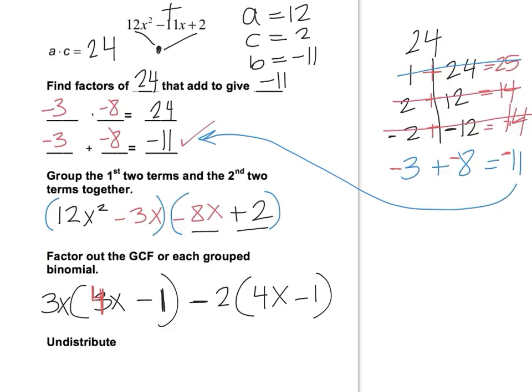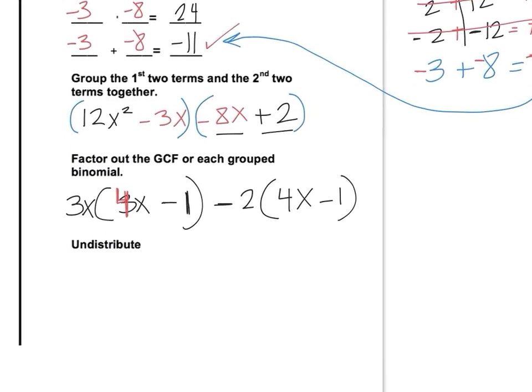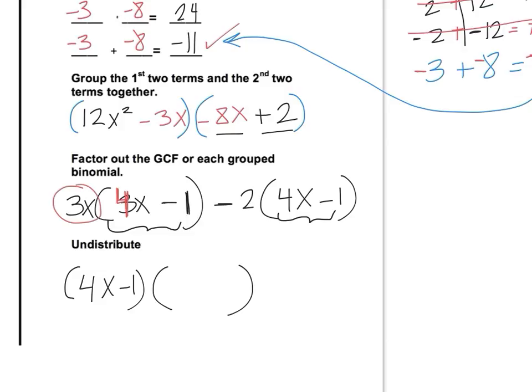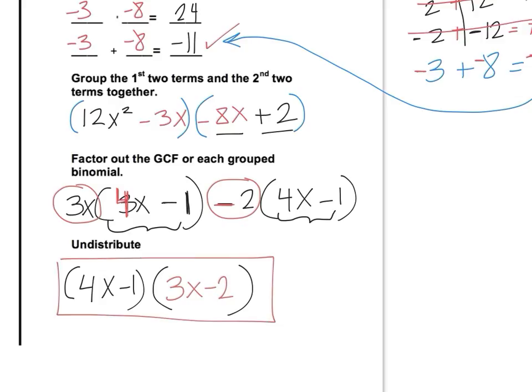Always distribute to double check. Negative 2 times 4x, that's negative 8x. Negative 2 times negative 1 is a positive 2. Now how can I know if I did the right thing? Let's look inside the parentheses. Are they exactly the same? Yes. So that would be my first factor. My second factor is going to be those GCF I took on the outside along with the sign. So that would be 3x minus 2. And that's how you factor using the grouping method.